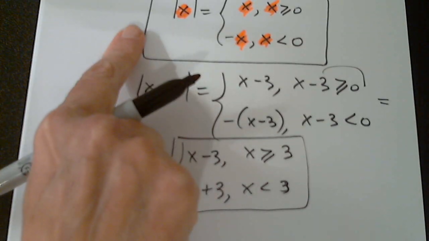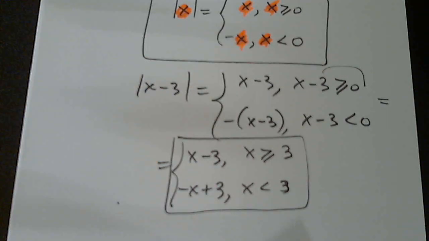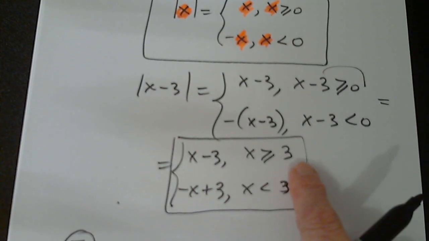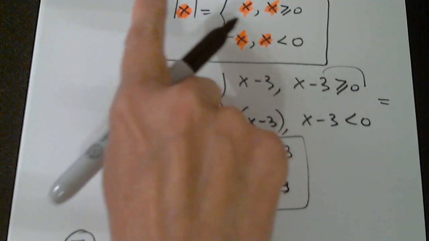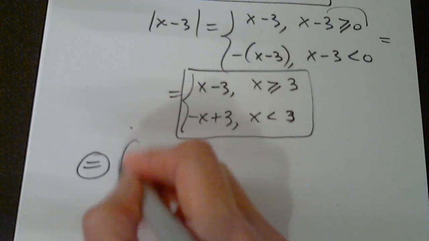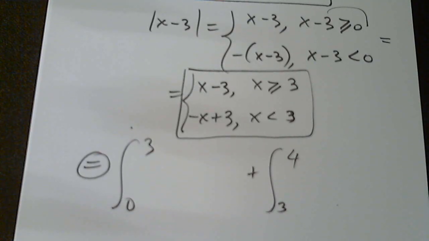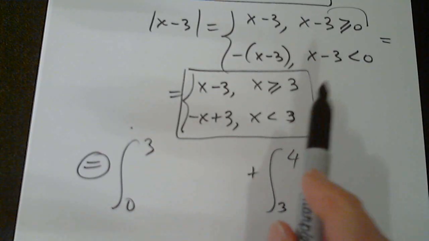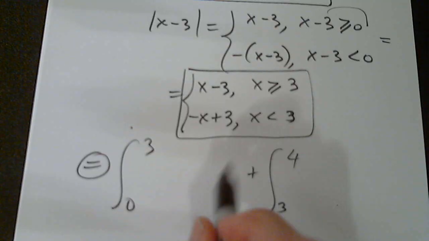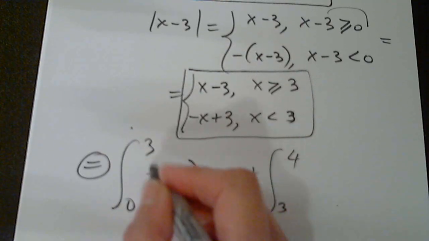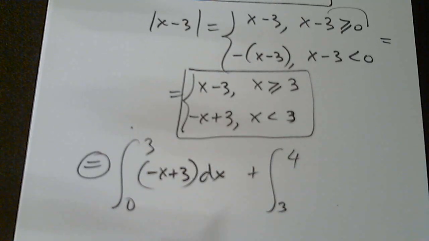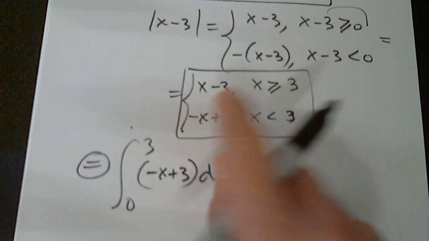And now we have the interval from 0 to 4. Everything is the same. So from here, I'm going to jump here, and I see there is a break at 3, right between 0 and 4. So I have 0 to 3 and 3 to 4. 0 to 3, careful, 0 to 3, from negative x plus 3 dx, and 3 to 4 from x minus 3 dx.